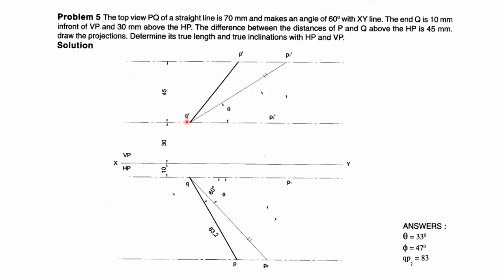See, you need not think that the line will always be AB only or PQ only, like we always see the alphabets. Now Q is nearer and P is away from that dot, and one end is located here. The difference between the distances of P and Q above the HP is 45 mm. Here they have not given the total height above; if we take it totally above, that would be 75. Instead of that, from the locus line of A, they have given a distance, it's 45. And determine its true length and true inclination.